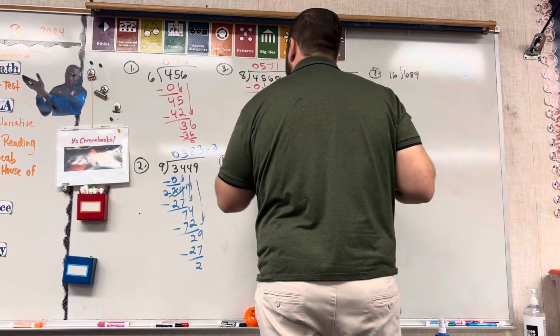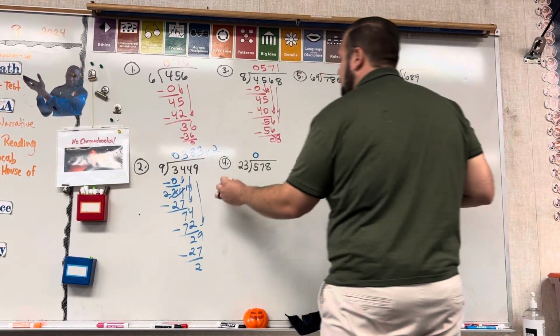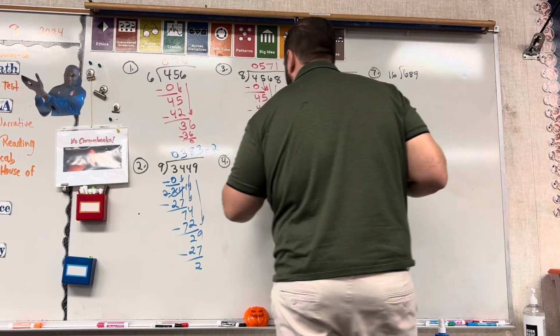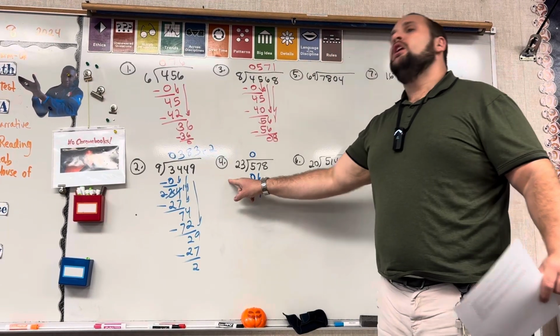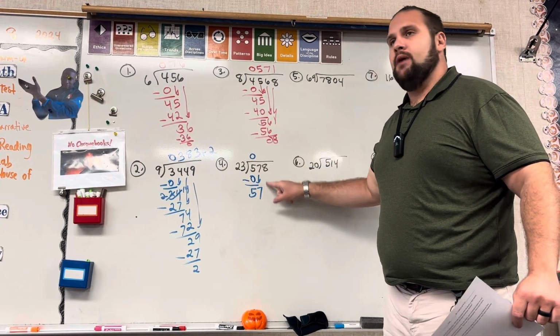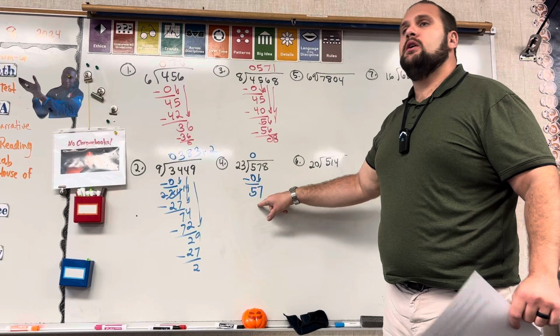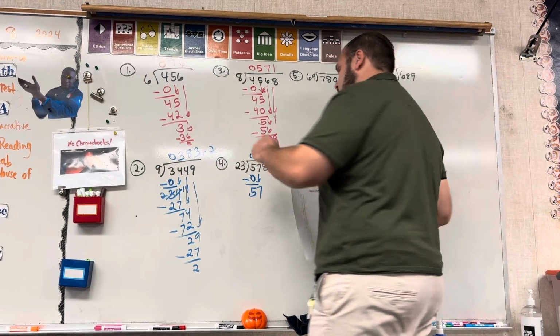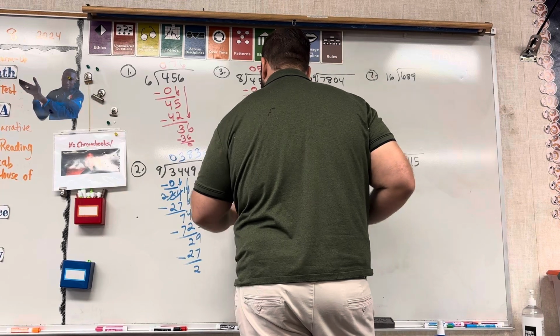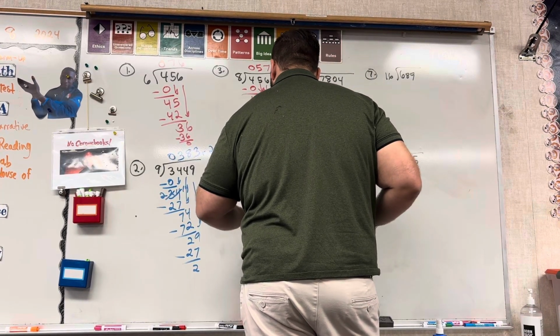My goodness. 5 is too small. 23 goes into 5 0 times. So you got to bring down the 7 to include it. A lot of you got stuck on this step. Just the 5 is too small, so it goes in there 0 times, and bundle it with the 7. Now 23 goes into 57 2 times. 23 times 2 is 46. And you got 9 left over, and you bring down the 8.